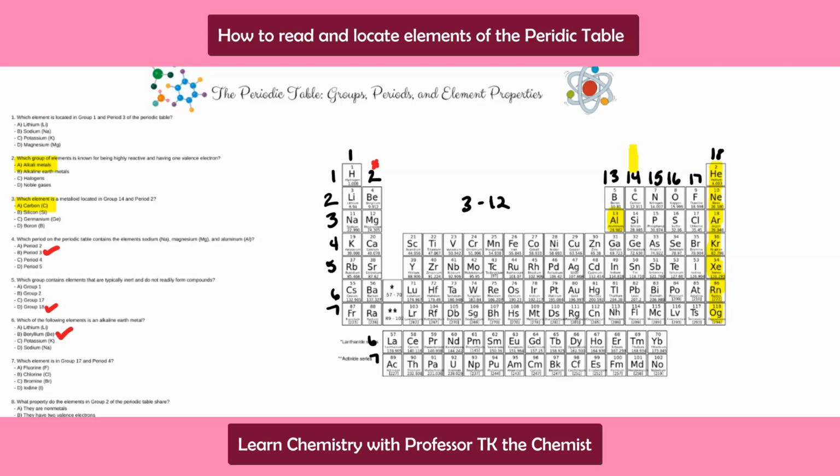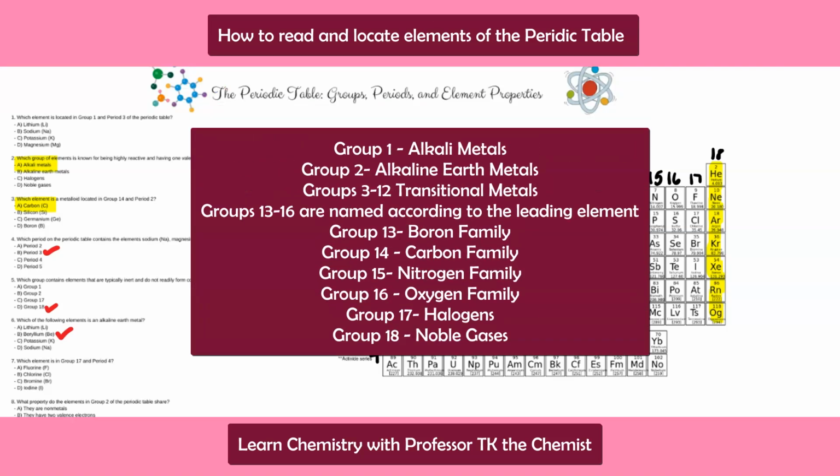Now, in group 1, those are called your alkali metals. Group 2, alkaline earth metals. Groups 3 through 12 are your transition metals. Group 13 are your boron family. 14, carbon family. 15, nitrogen family. 16, oxygen family. 17, halogens. And group 18, noble gases.